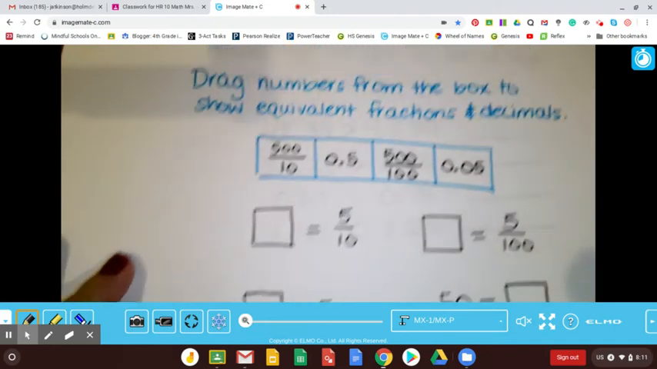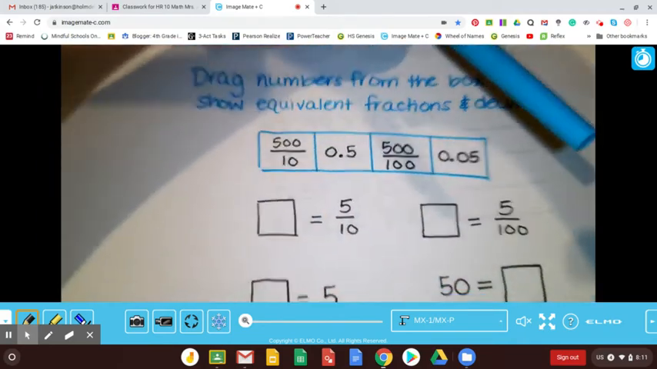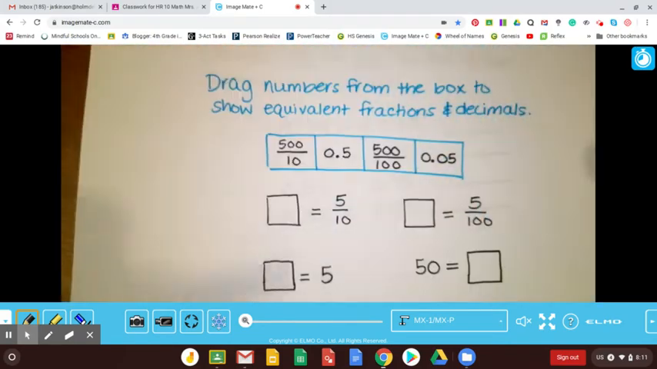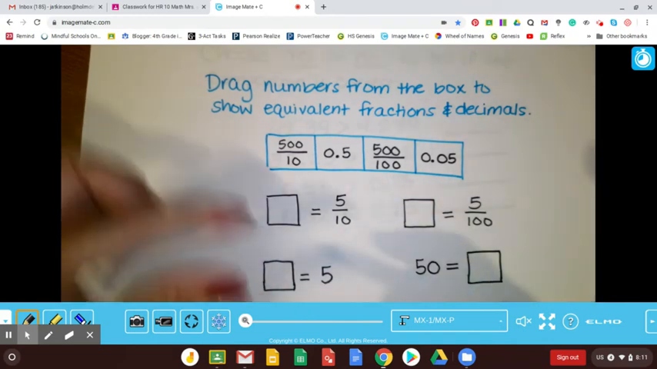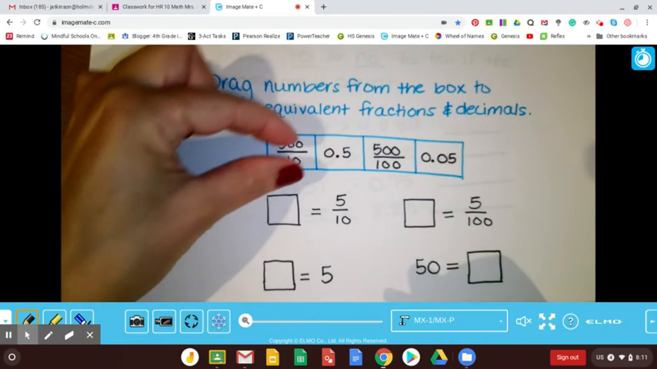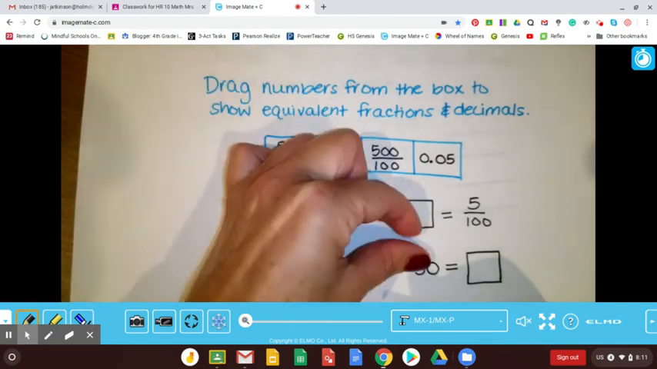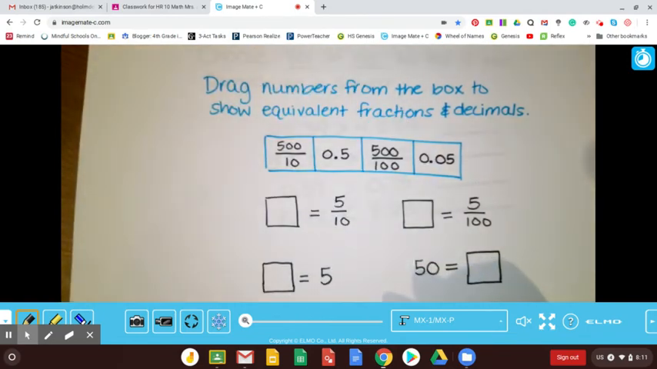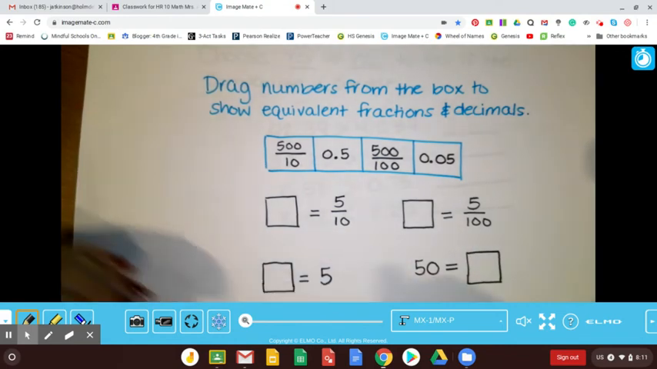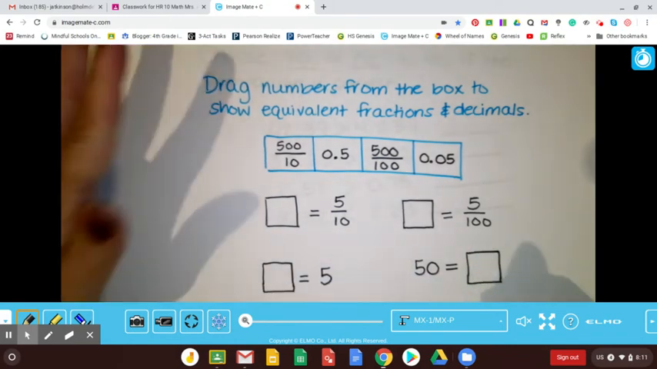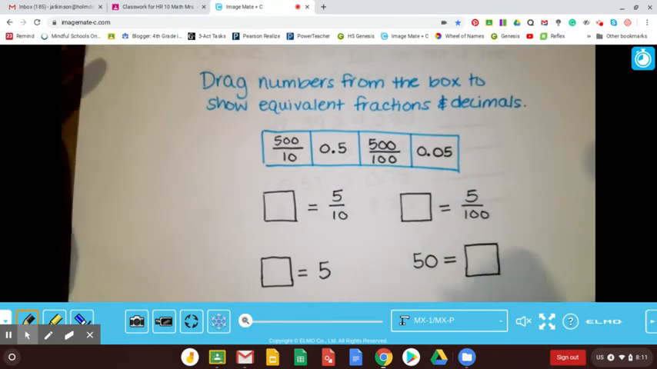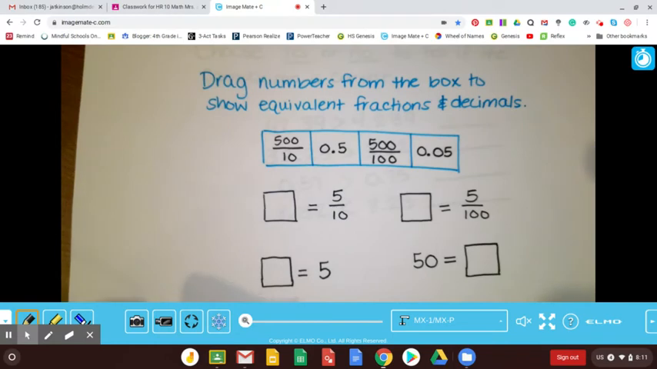All right, next problem. For this guy, it says drag the numbers from the box to show equivalent fractions and decimals. And when you see this problem on the computer, you will actually be physically able to drag these little pieces into wherever they go. So let's talk about them. This one I feel like could really be tricky for a lot of kids. So really pay attention to what I'm saying here in this problem.